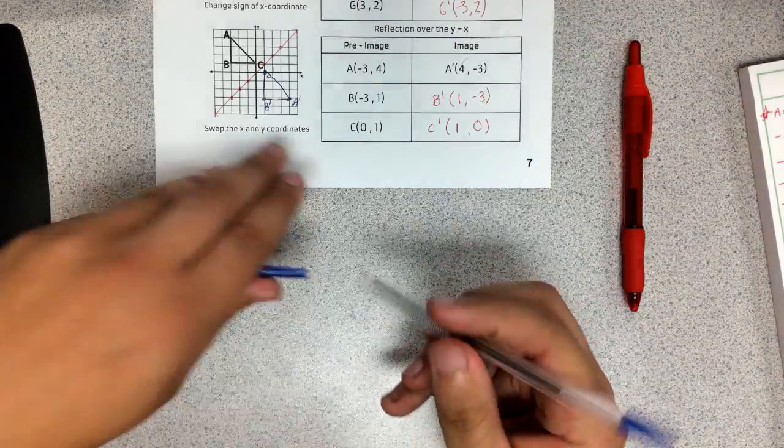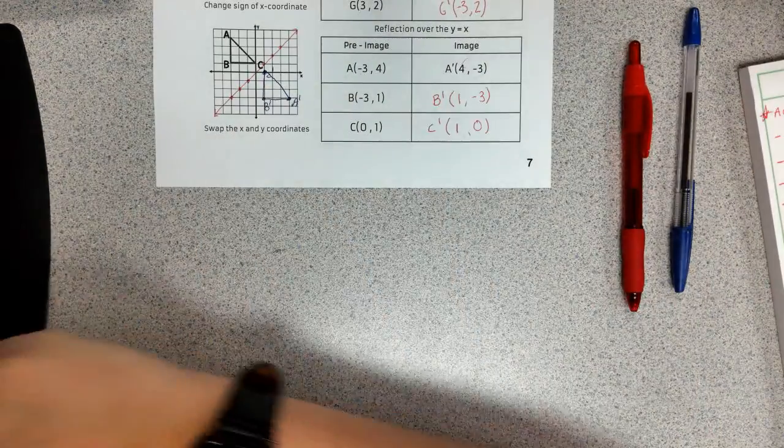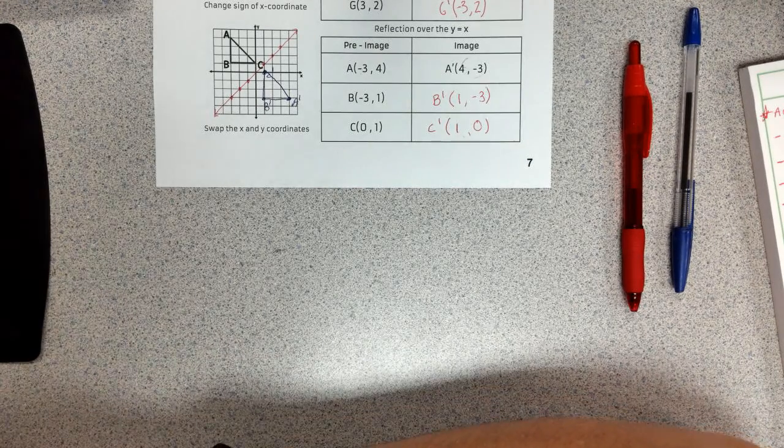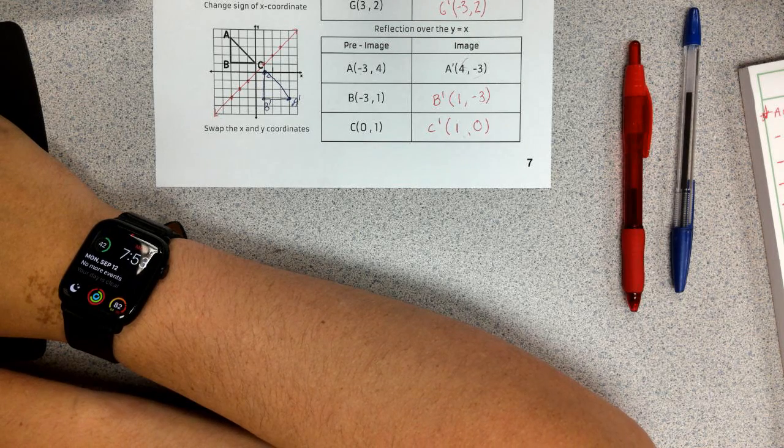there is my triangle, and if I was to fold that over the line, the red line that I drew, which is the y equals x line, they would perfectly match up. This is how you reflect over the y equals x.